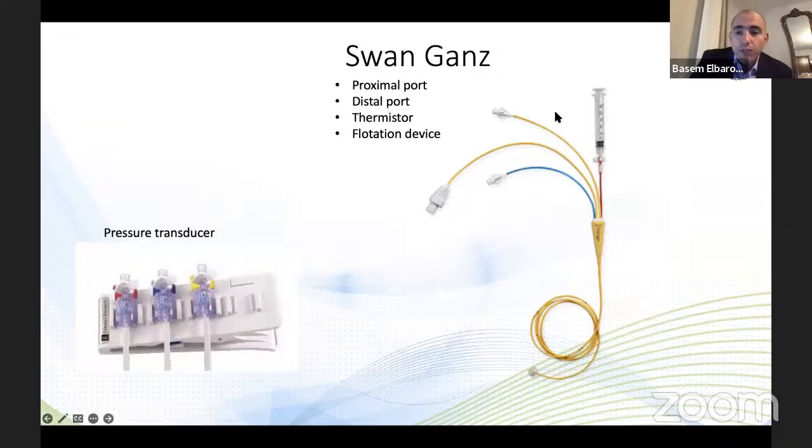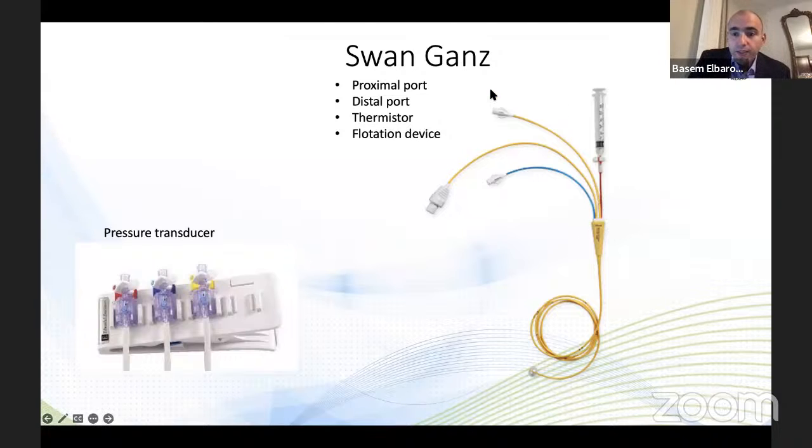So this is what the Swan-Ganz catheter looks like. It has a balloon at the tip that is inflated from this red port. There is a syringe that comes into it. You can inflate and deflate, and you can lock it so that the balloon stays inflated. When the balloon is inflated, it becomes a flotation device and follows the bloodstream through the cardiac chambers.